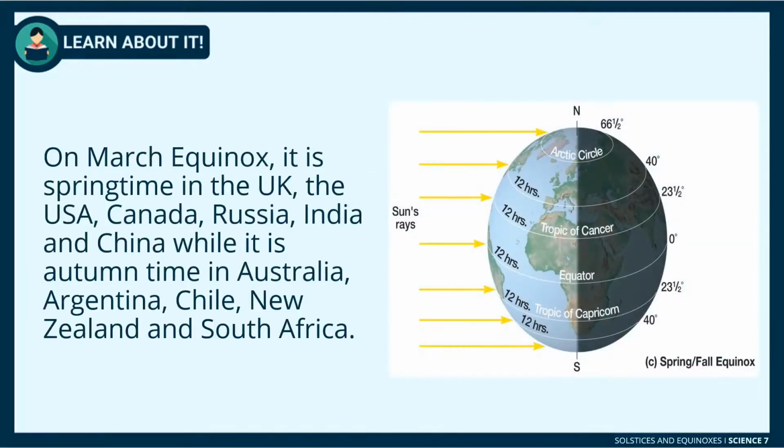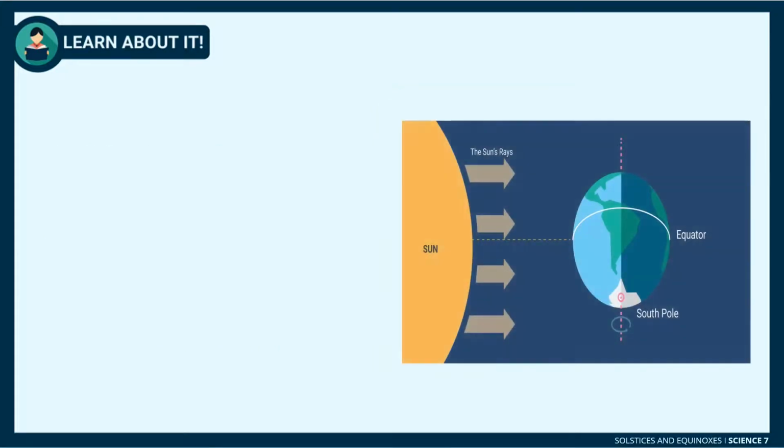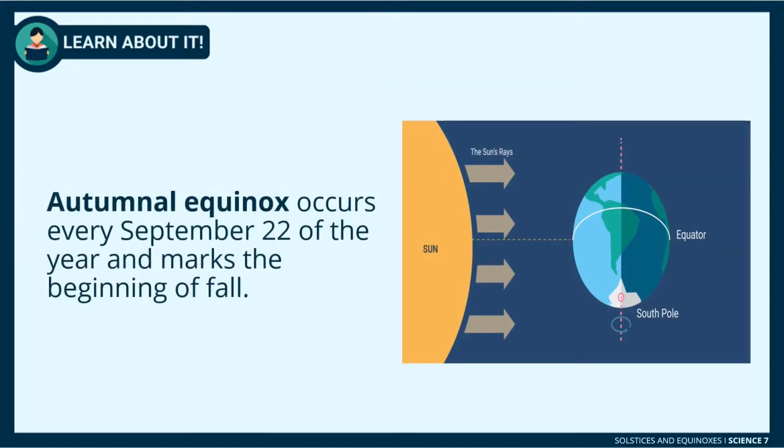In addition to that, during March equinox, it is springtime in some countries in the northern hemisphere such as United Kingdom, USA, Canada, Russia, India, and China, while some countries in the southern hemisphere like Australia, Argentina, Chile, New Zealand, and South Africa experience autumn. The second type of equinox is autumnal. It marks the beginning of fall or autumn and happens every September 22 of the year.